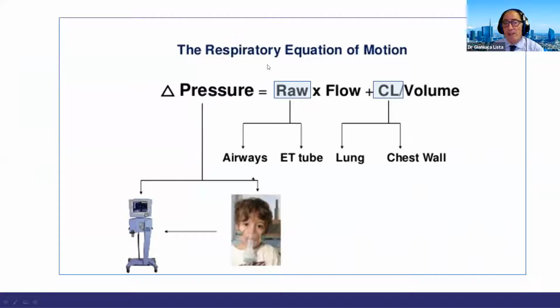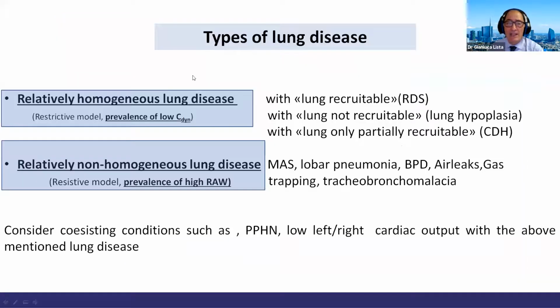We have to remember the respiratory equation of motion, where the delta pressure is dependent on the resistance, the flow, the compliance, and the volume. It's very important to consider resistance and the lung compliance. In fact, we can differentiate the lung diseases in two big groups. The first group is characterized by a relatively homogeneous lung disease, in which the lung compliance is the problem.